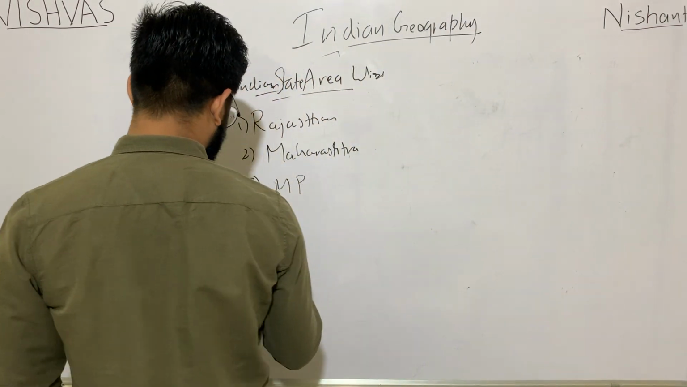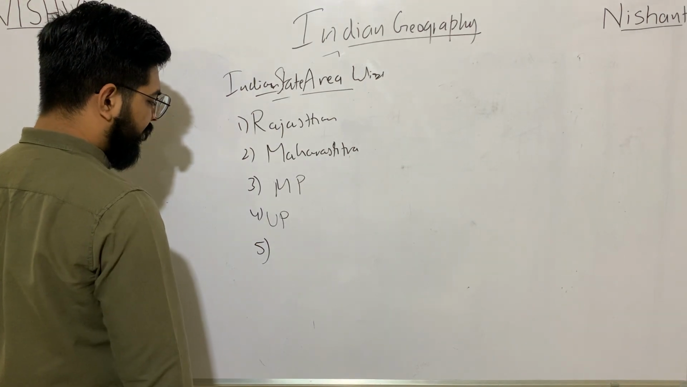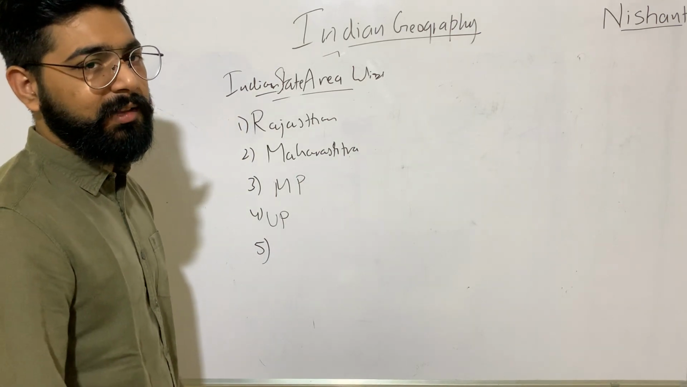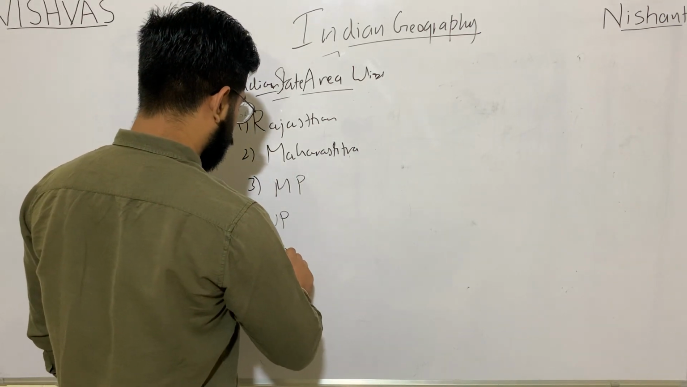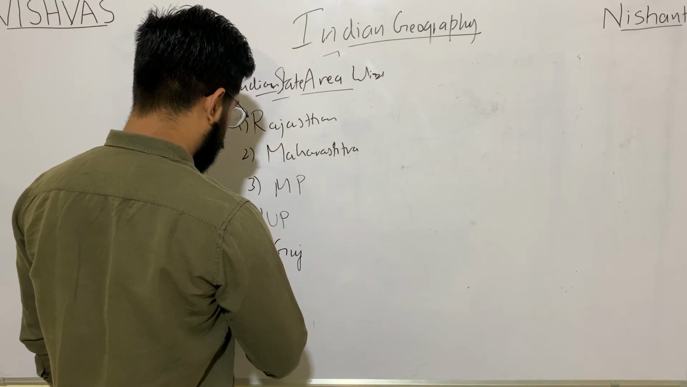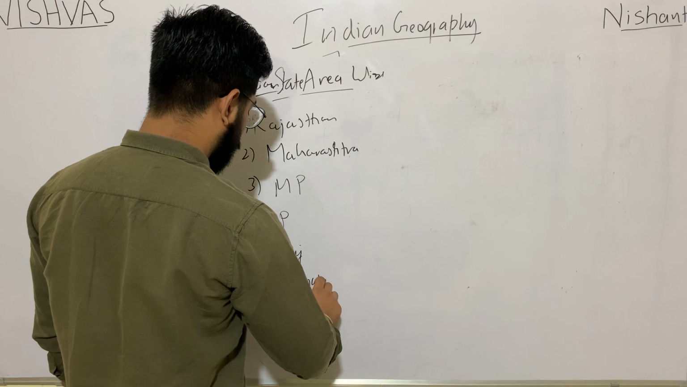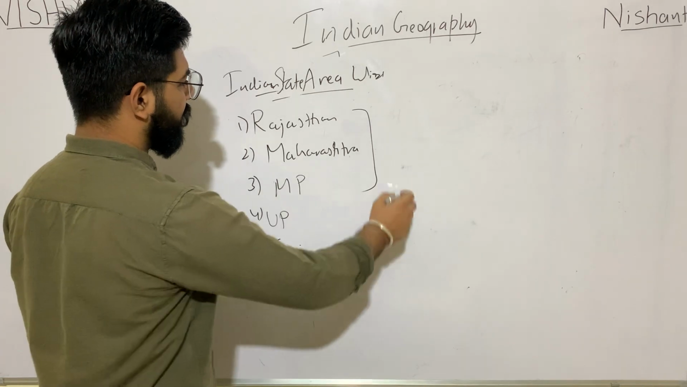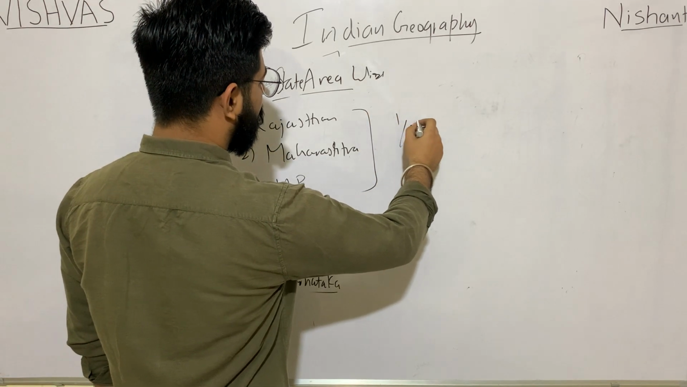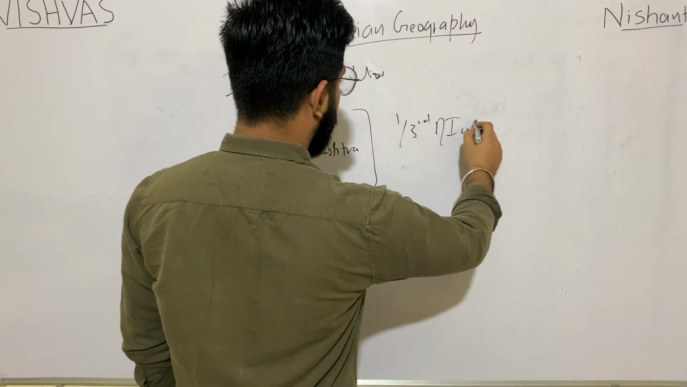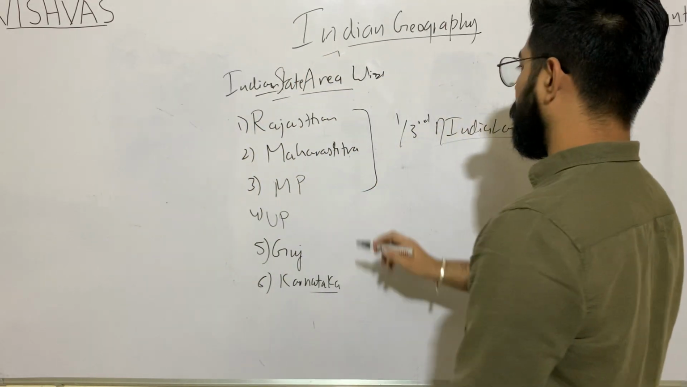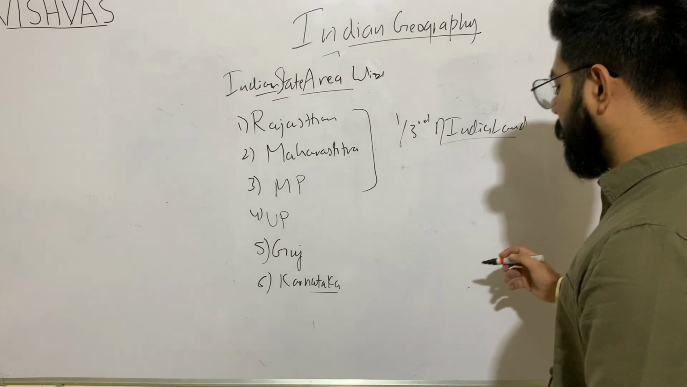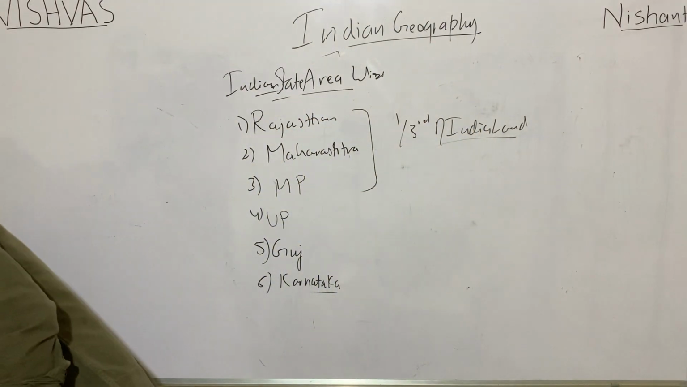And on 5th, earlier we had Jammu and Kashmir before 2019. Now as Jammu and Kashmir has been declared a UT, we have Gujarat. And 6th we have Karnataka. All these 3 states comprise 1/3 of India's land.